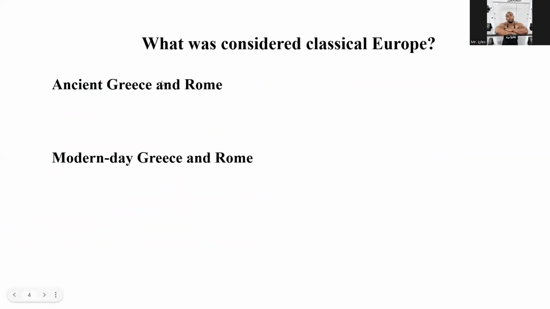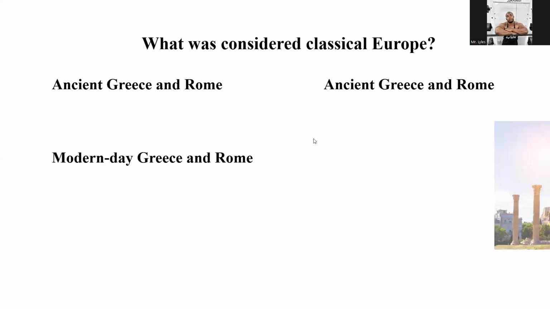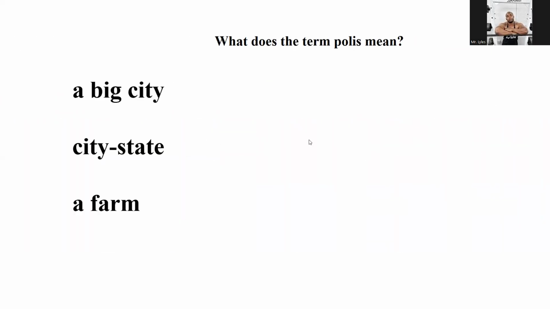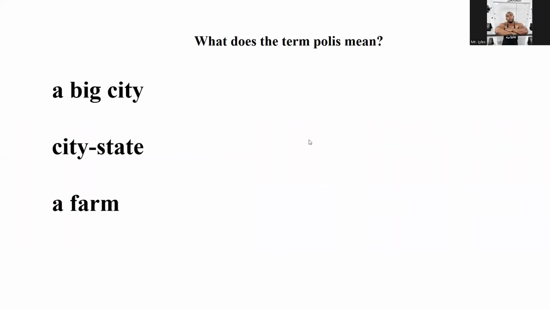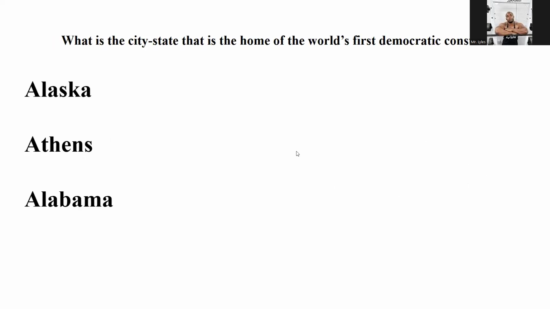This test is 100 questions, right? 100 questions we've already gone over, we've already learned. It should be very simple. So, what was considered classical Europe? Ancient Greece and Rome. What does the term polis mean? That means city-state.